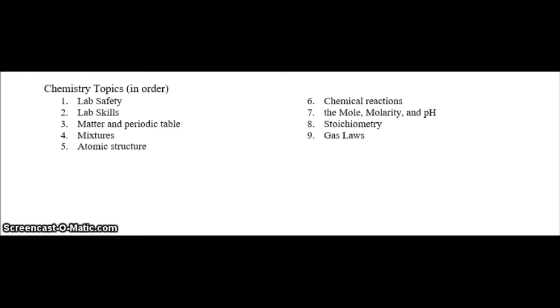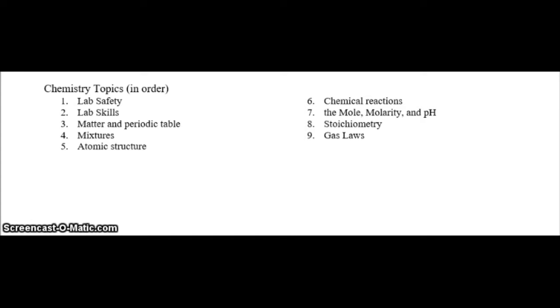Unit 2 is where we'll focus on lab skills. This is where we'll focus on how we use the different pieces of equipment, how to identify the different pieces of equipment, when to determine what piece of lab equipment you will use, how to record your measurements, and how to make accurate and precise measurements, and what the difference between those terms are.